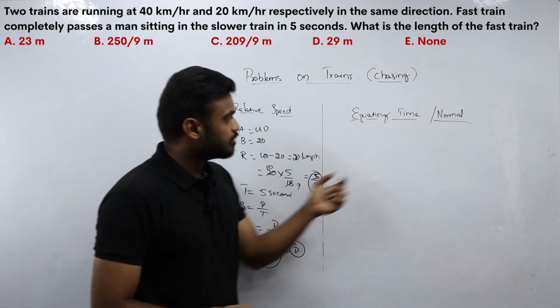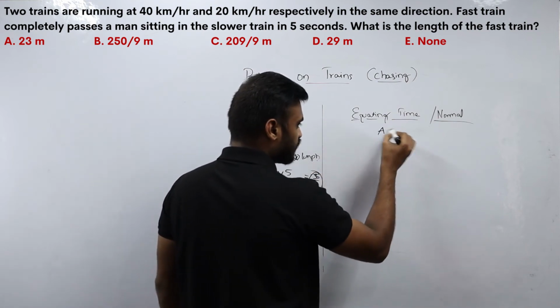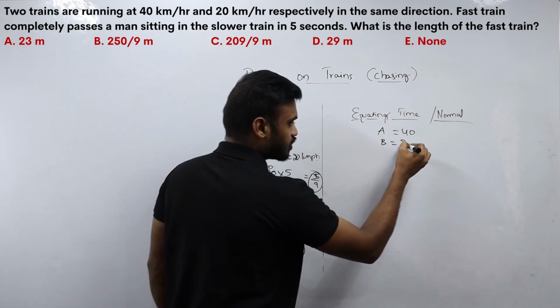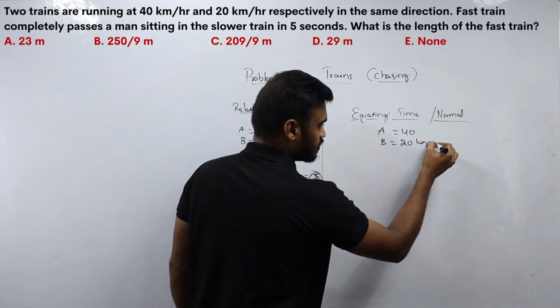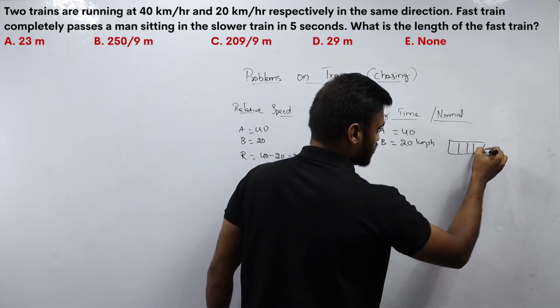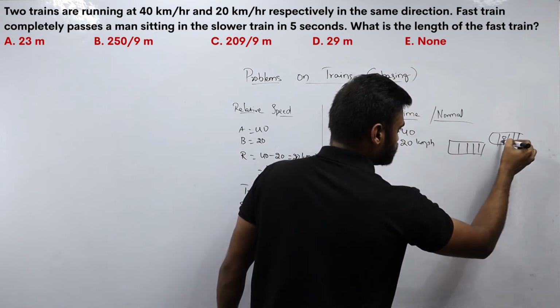Now let's see how to solve the same problem using this equating time method. See here what they have given is the speed of the faster train, that is A equal to 40 km per hour, and B is 20 km per hour. Now what they are saying is there is a train here, the faster train. Now this is the slower train. In this slower train there is a man here.